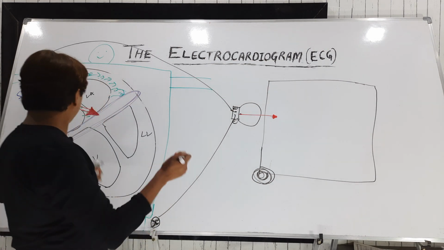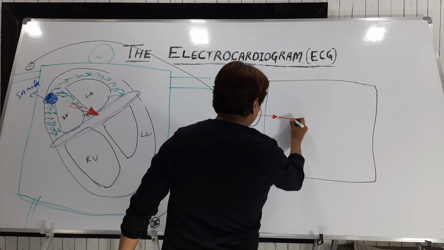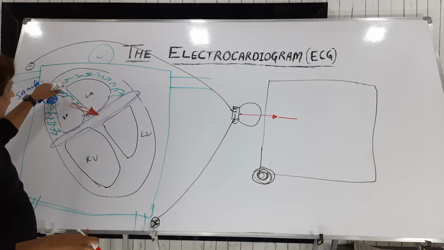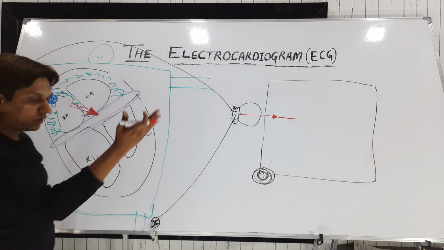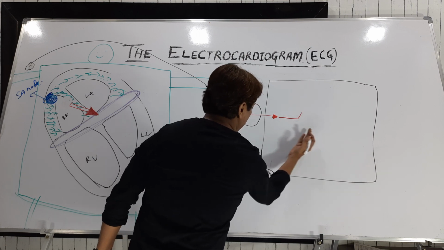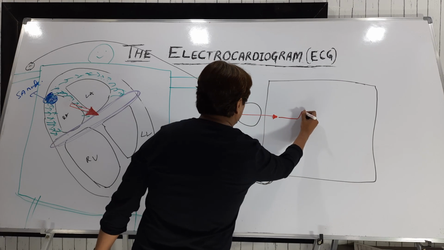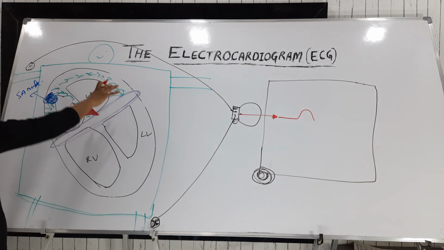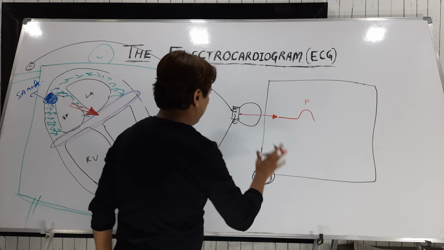So at the resting condition, when the SA node is not given any signal, there will be a straight line. But when it is stimulated, it will cause depolarization of the atrial muscle, and this depolarization causes a positive deflection. The paper underneath the writing pointer will be moving, and we get one small wave like this due to atrial depolarization, and this wave is known as P wave.